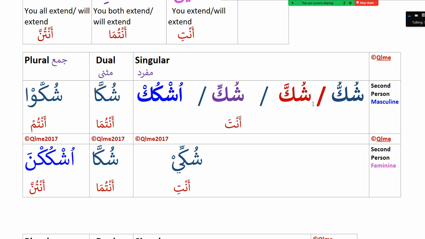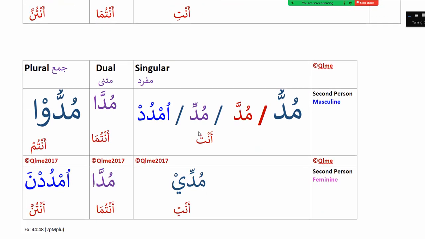I'll repeat again. Anta, shukku, shukka, shukki, or ushkuk. Dual antuma is shukka. Antum is shukku. Anti, shukki. Antuma, shukka. Antunna, ushkukna. And we have muddu, mudda, muddi, or umdud. Antuma, mudda, antum, muddu. Anti, muddi, antuma, mudda, antunna, umdudna.